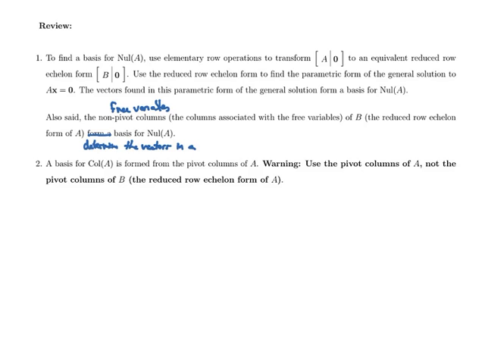And for the column space, a basis for the column space is formed from the pivot columns of A. And again, big warning here, use the pivot columns of A, not the pivot columns of B, the reduced row echelon form of A. We can find what the pivot columns are with B, but we have to use the original column vectors there.